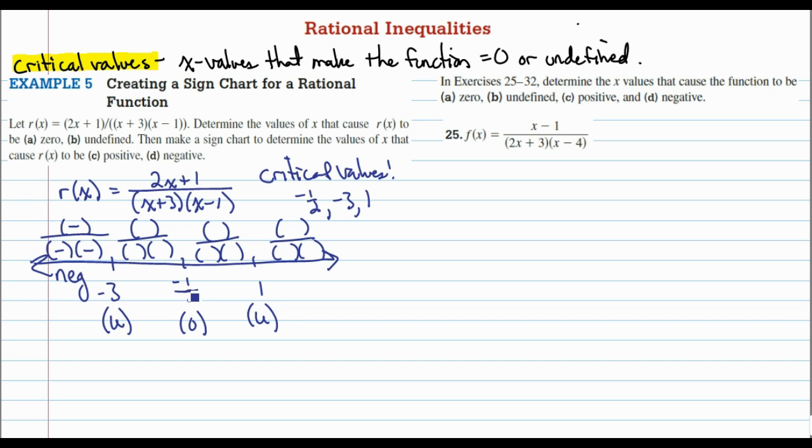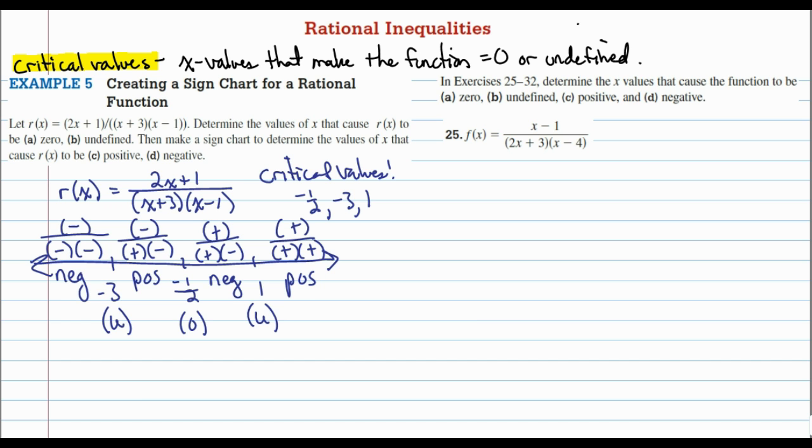In between negative 3 and negative 1/2, the easiest number for me is negative 1. 2 times negative 1 plus 1 is negative. Negative 1 plus 3 is positive. Negative 1 minus 1 is negative. So I will have a negative divided by a negative, which is a positive. Then the easiest number between negative 1/2 and positive 1 is 0. 2 times 0 plus 1 would be positive. 0 plus 3 is positive. 0 minus 1 is negative. That would result in a negative output. Anything bigger than 1, I'm going to get a positive in the numerator, positive in the bottom left, positive in the right, and the overall value is positive.